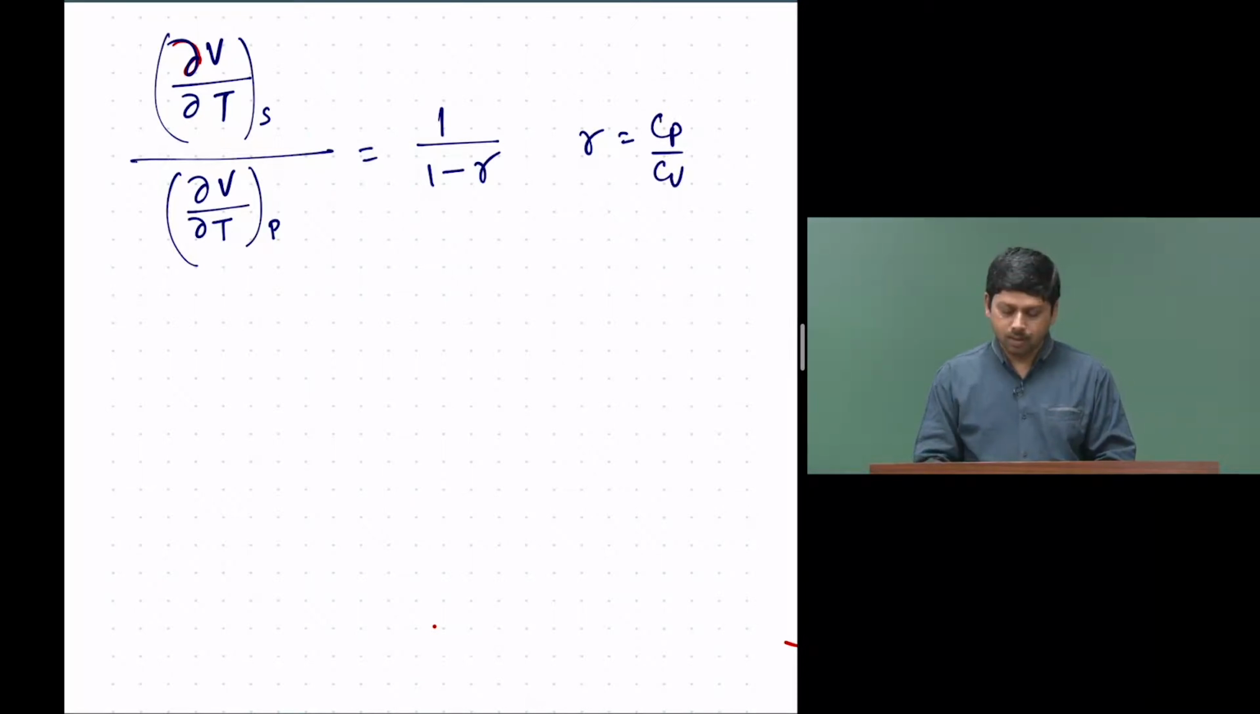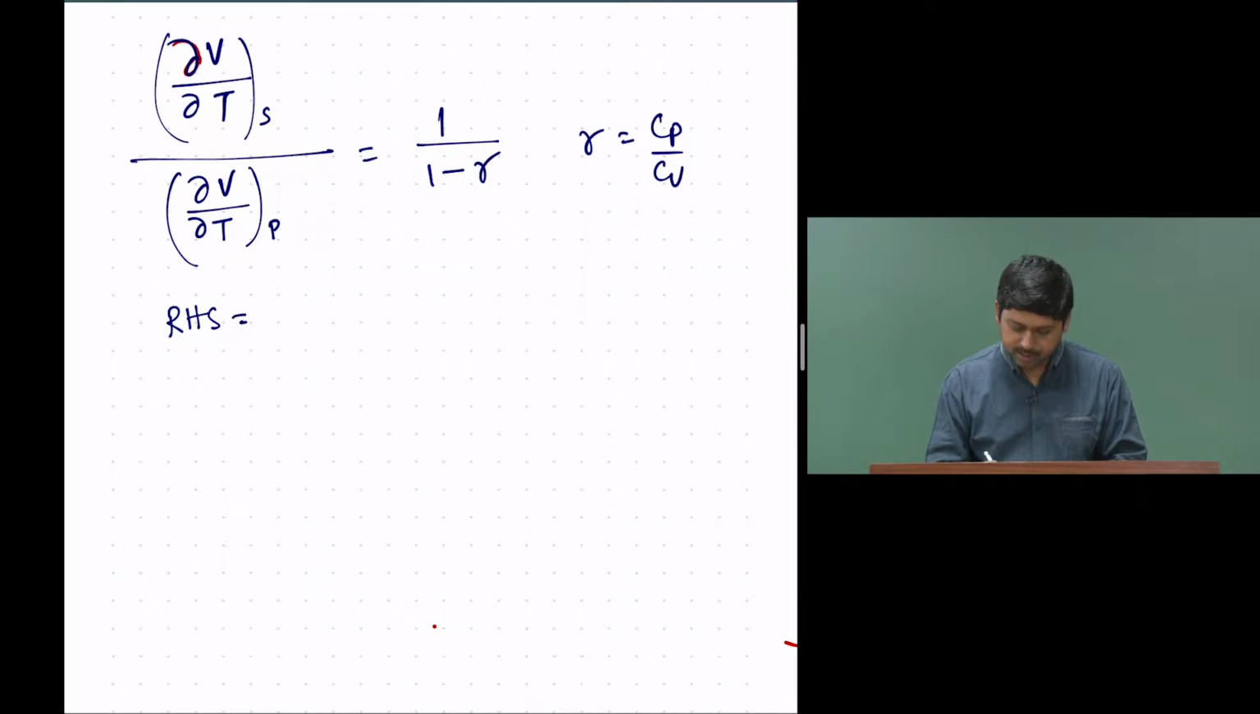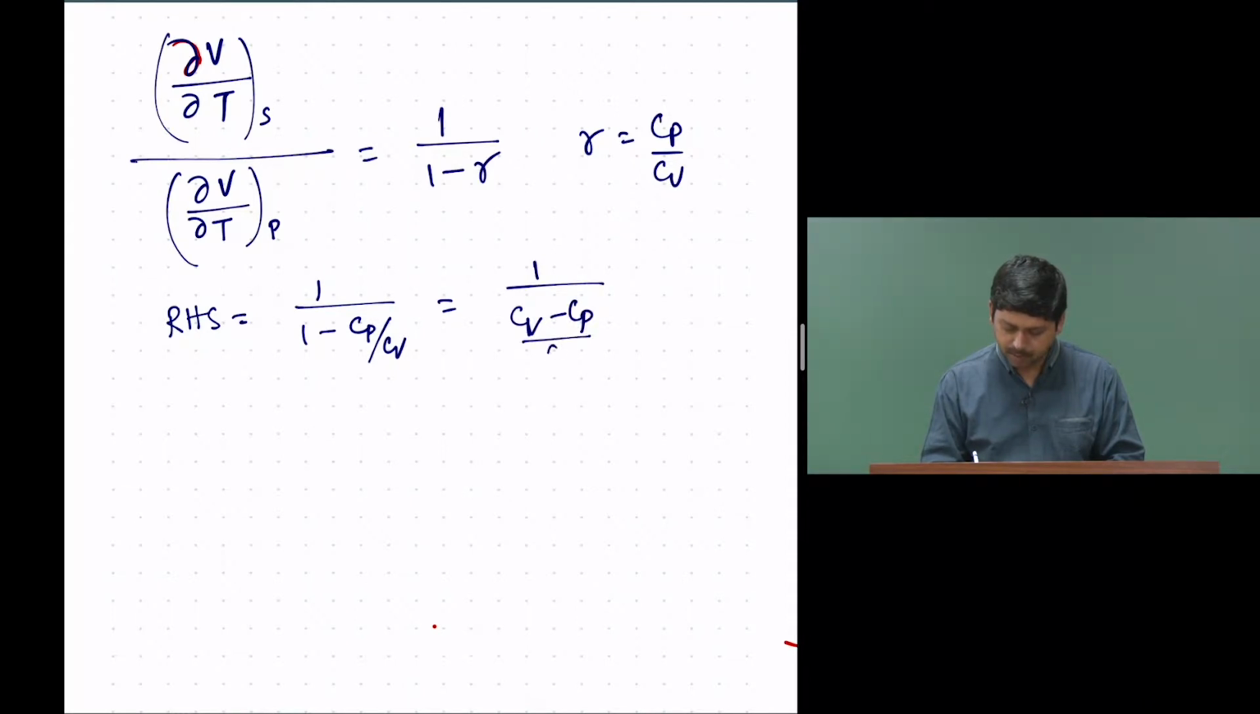Now, before I solve that, let us do the right hand side a little bit. So, the right hand side is 1 by 1 minus Cp by Cv, giving me 1 by (Cv minus Cp) by Cv, which is Cv by Cv minus Cp.